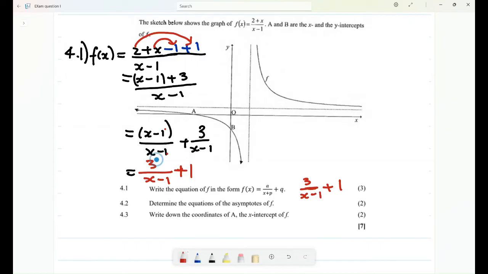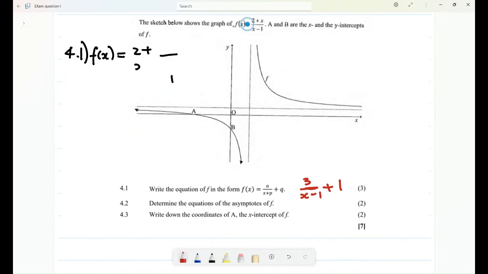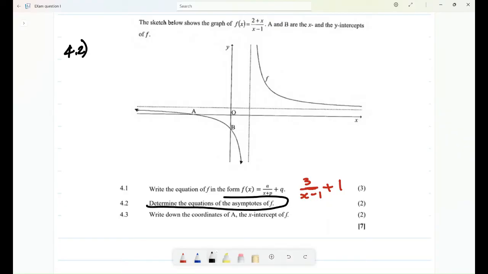All right, let's erase this. I think this question is fairly straightforward. Let's move to 4.2. 4.2 says determine the equation of the asymptote. Remember, we have done this question multiple times. Do not confuse equation of asymptote with axis of symmetry. Sorry, axis of symmetry. Equation of asymptotes.